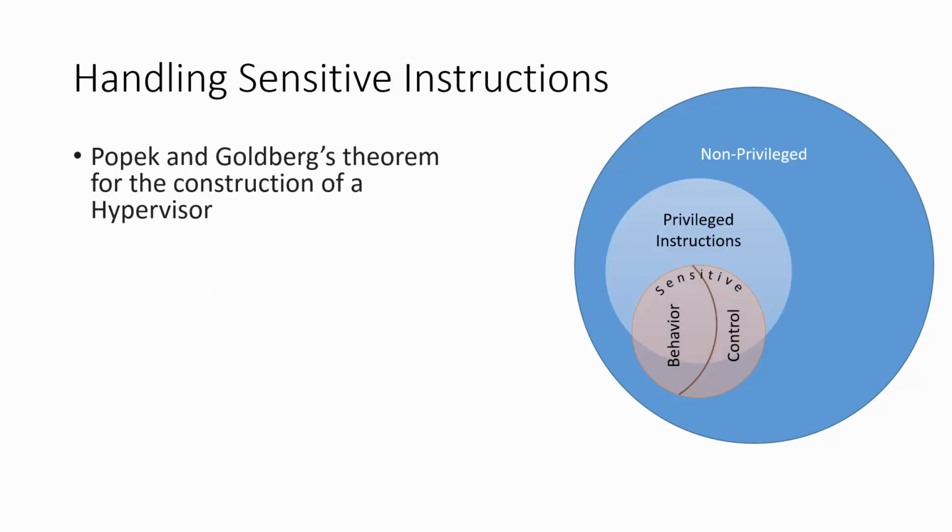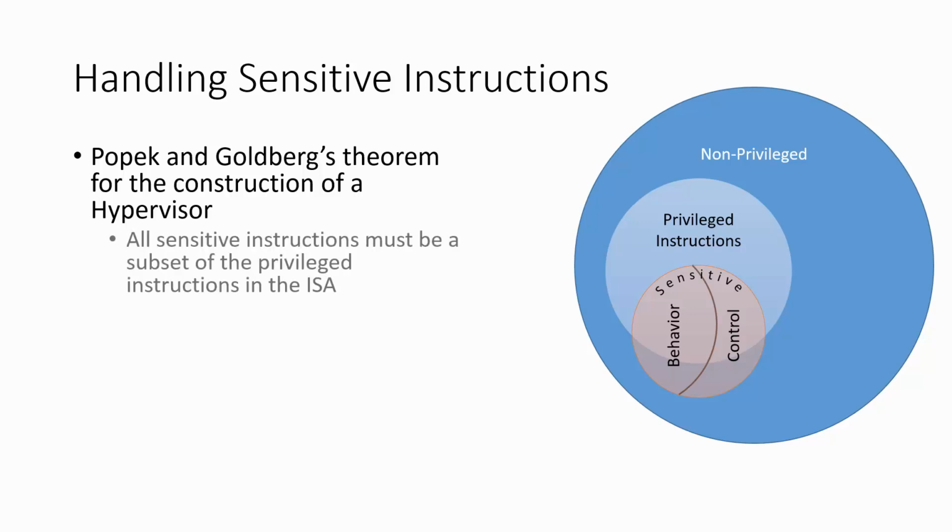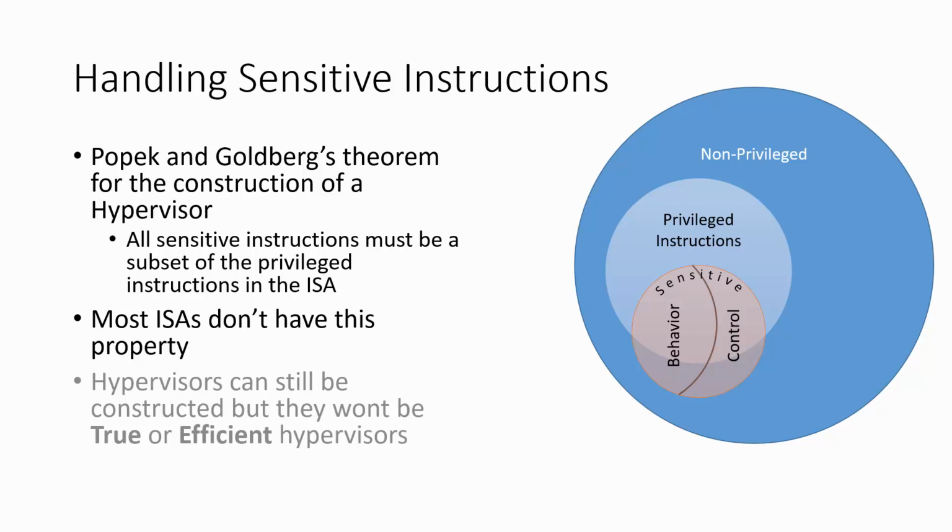So there is a theorem from Popek and Goldberg about the construction of a hypervisor. The theorem states that all sensitive instructions in an ISA must be a subset of the privileged instructions for the construction of a hypervisor. Now, most ISAs don't have this property. There are instructions that are sensitive but do not need to be executed in privileged modes and vice versa. Hypervisors can still be constructed, but they won't be true or efficient hypervisors.